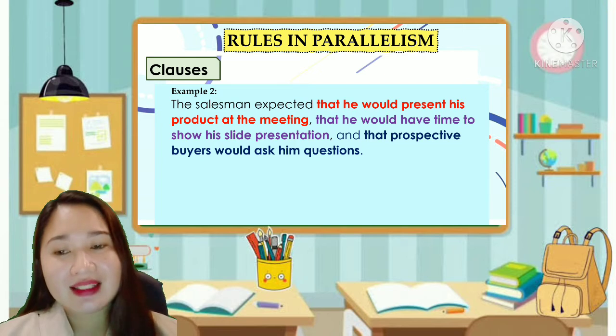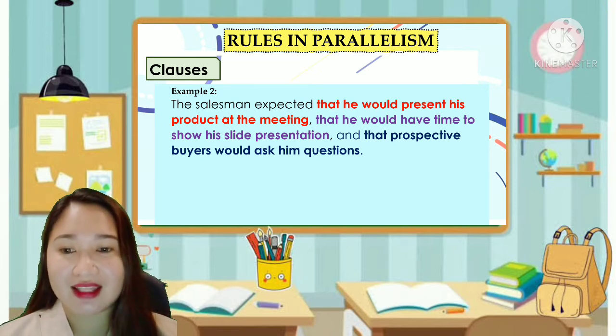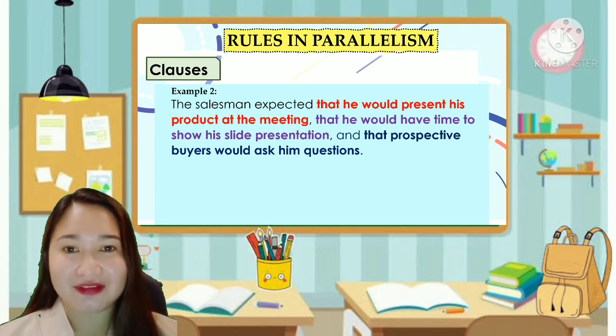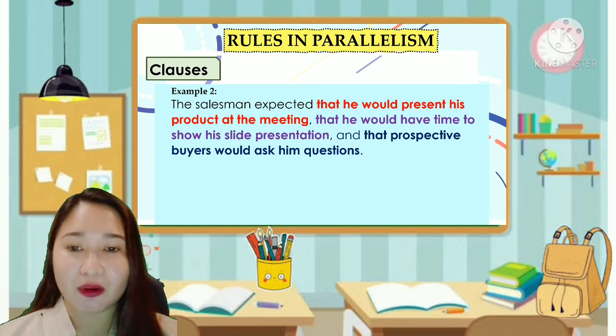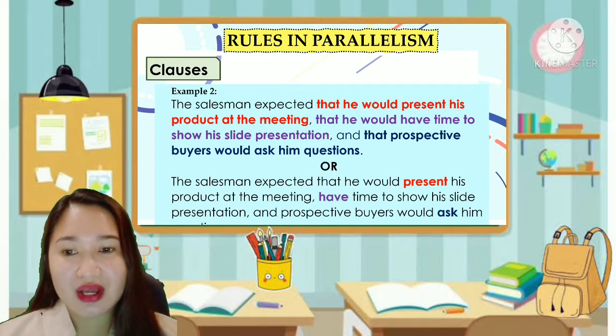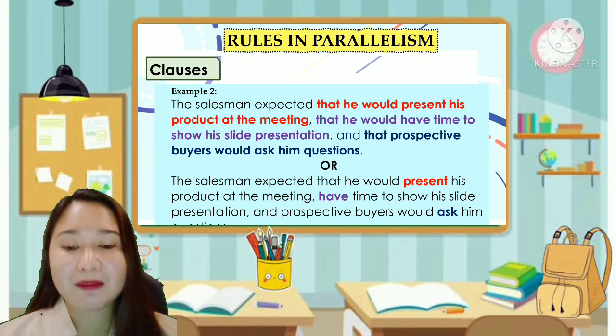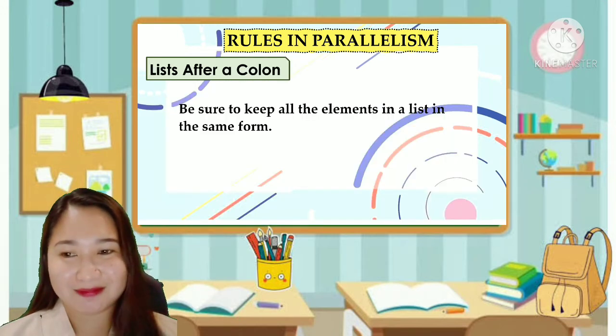Example number 2. The salesman expected that he would present the product at the meeting, that he would have time to show his slide presentation, and that prospective buyers would ask him questions. Observe that the clauses in red, purple, and blue have their subjects as the doer of the action. Therefore, these clauses are also written in active voice. To avoid redundancy or to make it shorter, you can just say the salesman expected that he would present his product at the meeting, have time to show his slide presentation, and prospective buyers would ask him questions.